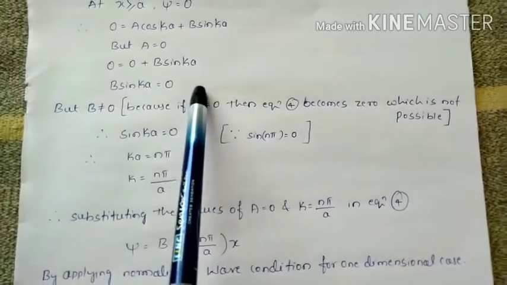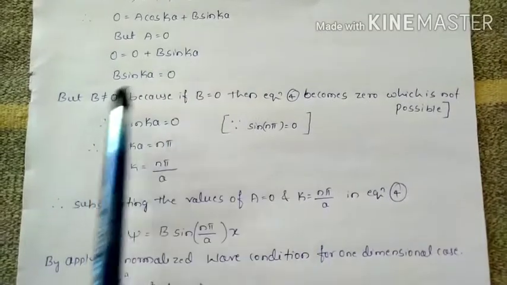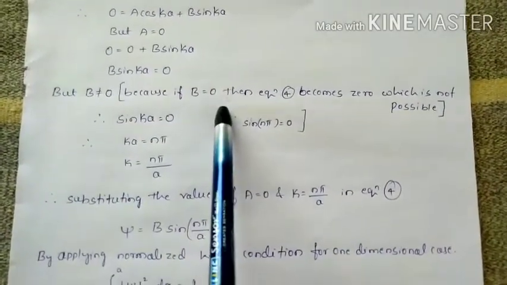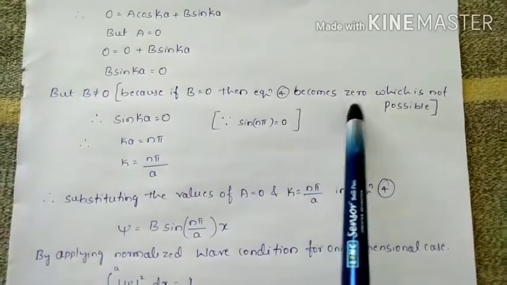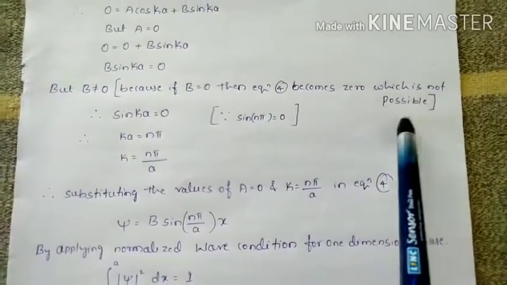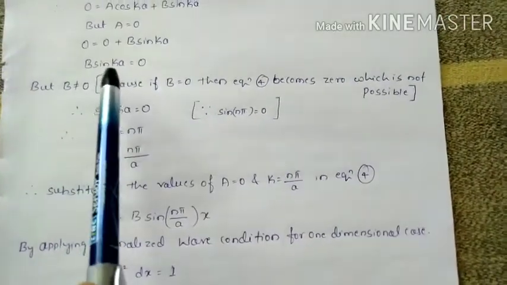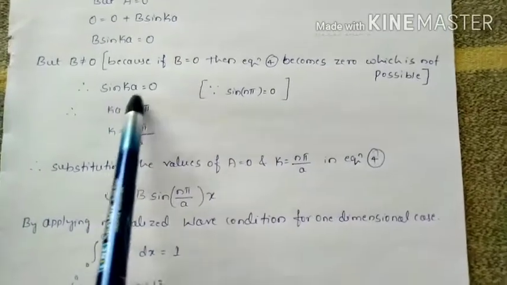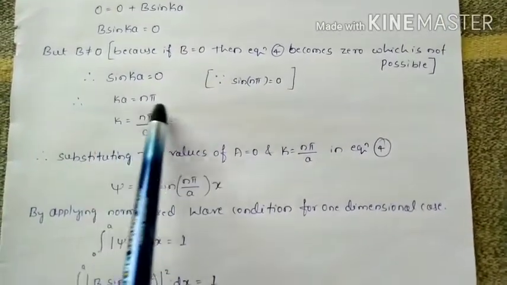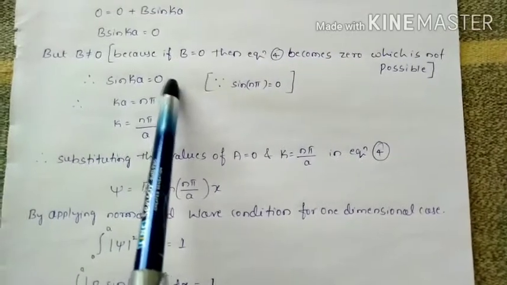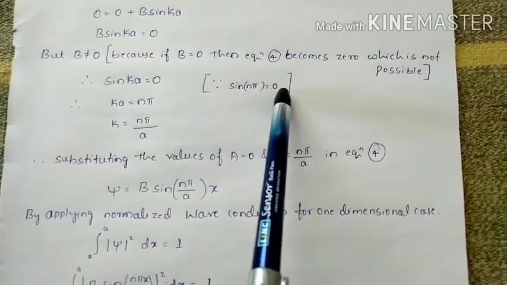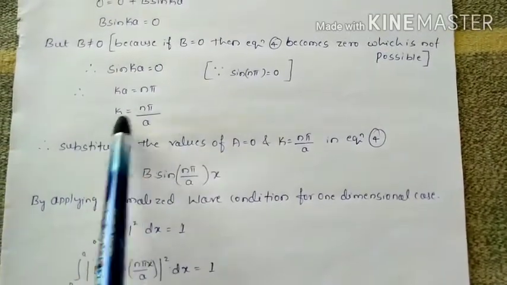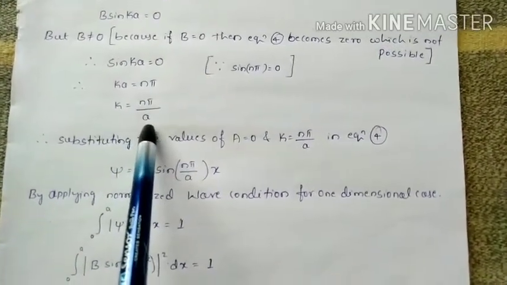So B sin ka is equal to 0, but we cannot substitute B equal to 0, because if B is equal to 0 then equation 4 becomes 0, which is not possible, and that is the reason we will not substitute B equal to 0, but we will equate sin ka equal to 0. So if you write sin ka equal to 0, we can write it as k equal to n pi, because 0 we can write as sin of n pi equal to 0. So in that way we can write k equal to n pi divided by a.